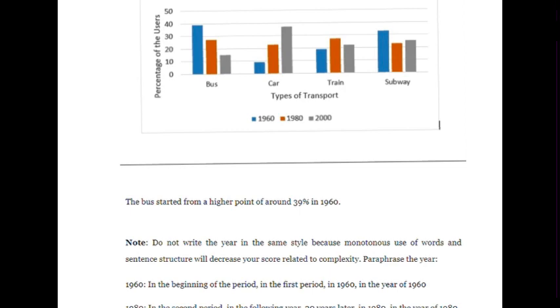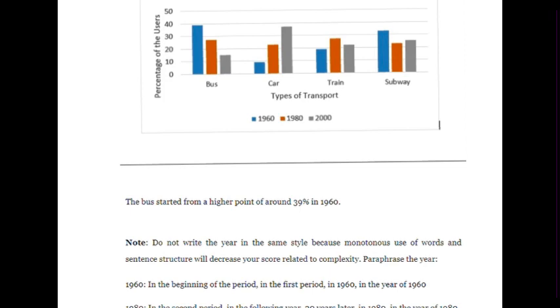There are several points that need to be explained in the fourth point of writing task 1, explained here as follows. But for the starting point, you can write it: this is where the data starts. In the sample graph, the data starts from the year of 1960. Here is how we should explain the starting point. The bus started from a higher point of around 39% in 1960.